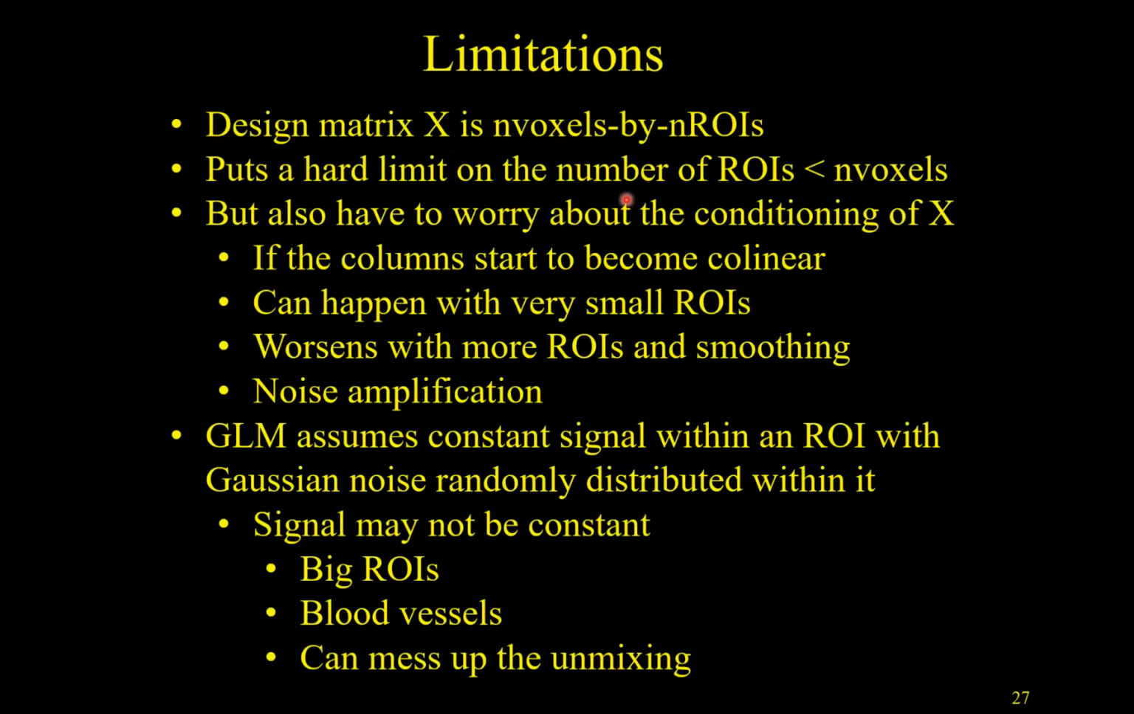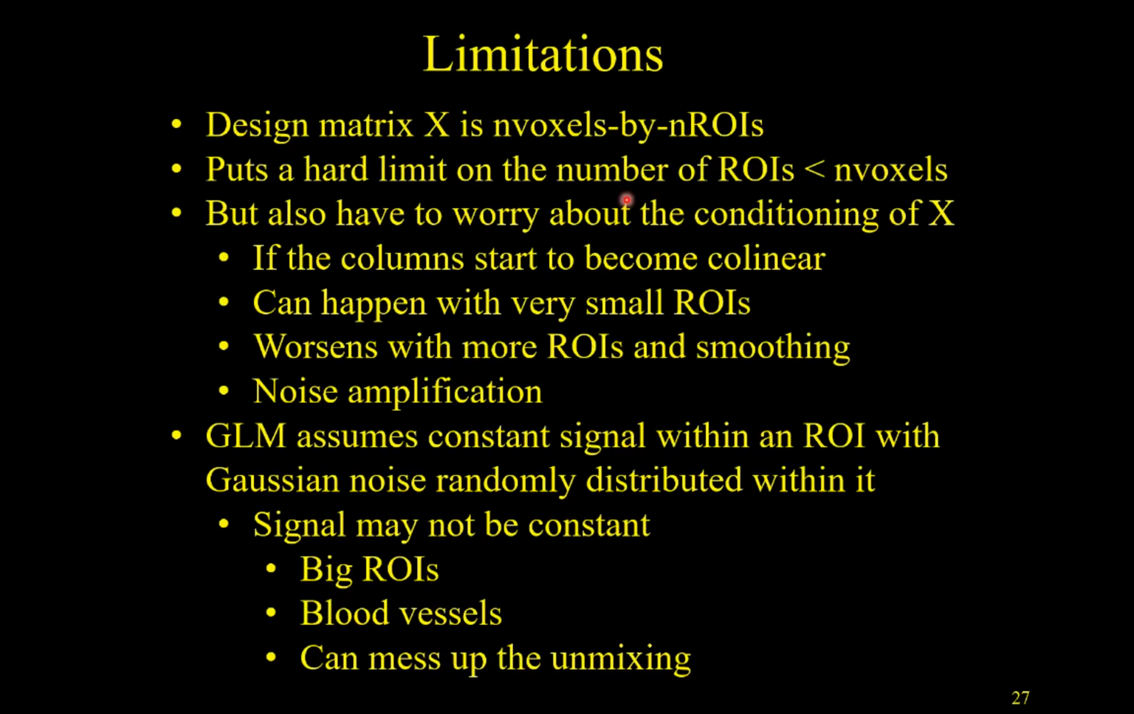But it's constrained by all of the other constraints that GLMs, everywhere, no matter what the context, are constrained by. First of all, there's a hard limit on the number of ROIs. It must be less than the number of voxels. Okay, it's not a big limit because you typically have hundreds of thousands of voxels and maybe on the order of less than 1,000 regions of interest.